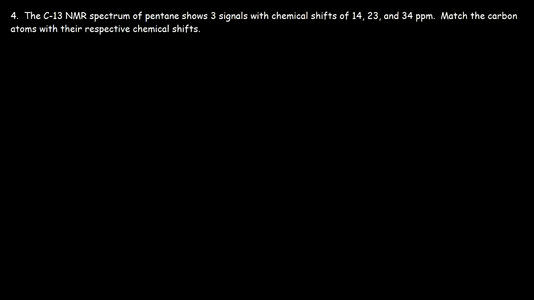Let's work on our fourth example. The C-13 NMR spectrum of pentane shows 3 signals with chemical shifts of 14, 23, and 34 parts per million. Match the carbon atoms with their respective chemical shifts. So let's begin by drawing pentane.